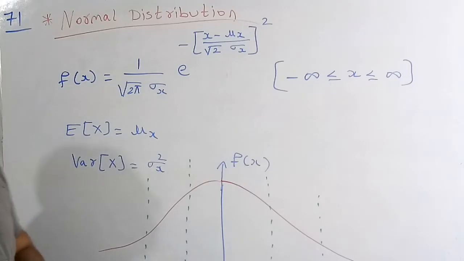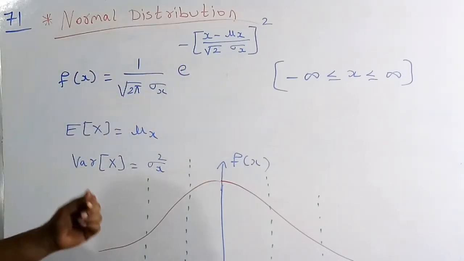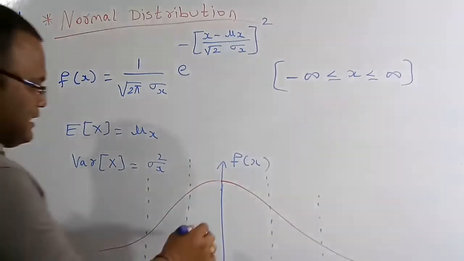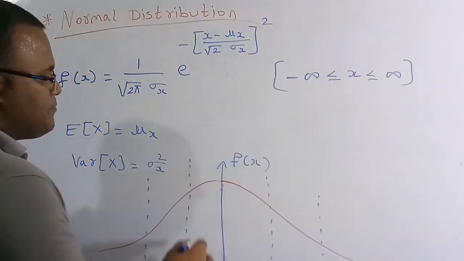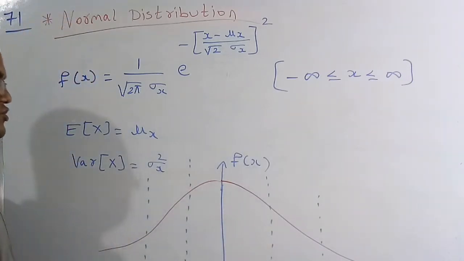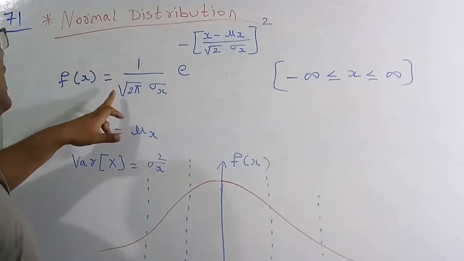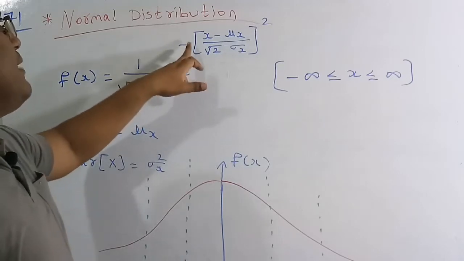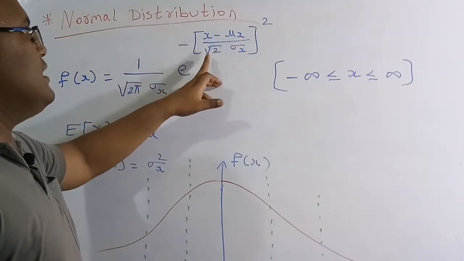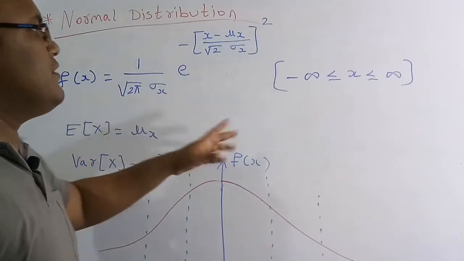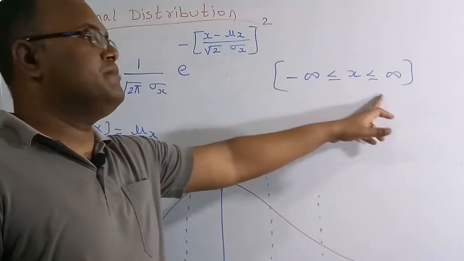So now we will discuss the normal distribution. For this normal distribution, we are going to get a graph in this manner. You can see clearly that at mu x it has a peak value. It is defined for every value of x. So the graph follows this fashion: f of x is equal to 1 by under root of 2 pi into sigma x, into e to the power of minus of (x minus mu x) by under root of 2 into sigma x, whole square. This function is defined for x ranging from minus infinity to plus infinity.